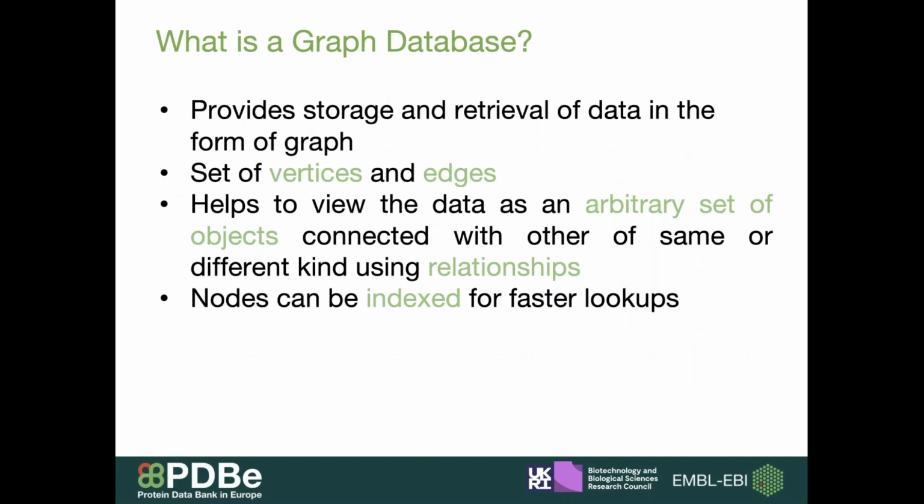What is a graph database? A graph database is a database which is designed to store and retrieve data in the form of a graph. It treats relationships as equally important to the data itself. It uses nodes to represent an entity and edges to create connections between them. To get the data fast, it is very important to reach the starting node as fast as possible. For this, we can create an index on these nodes, which helps us in faster lookups.